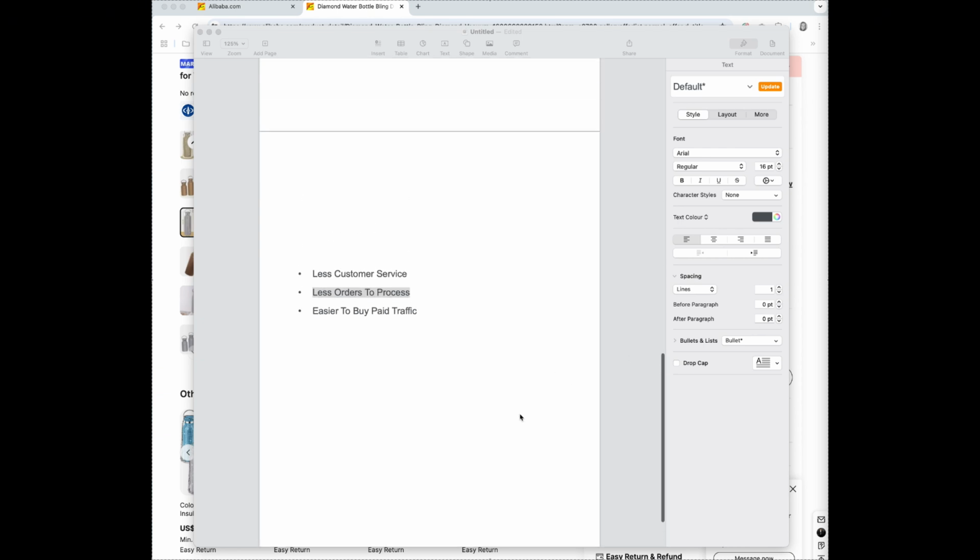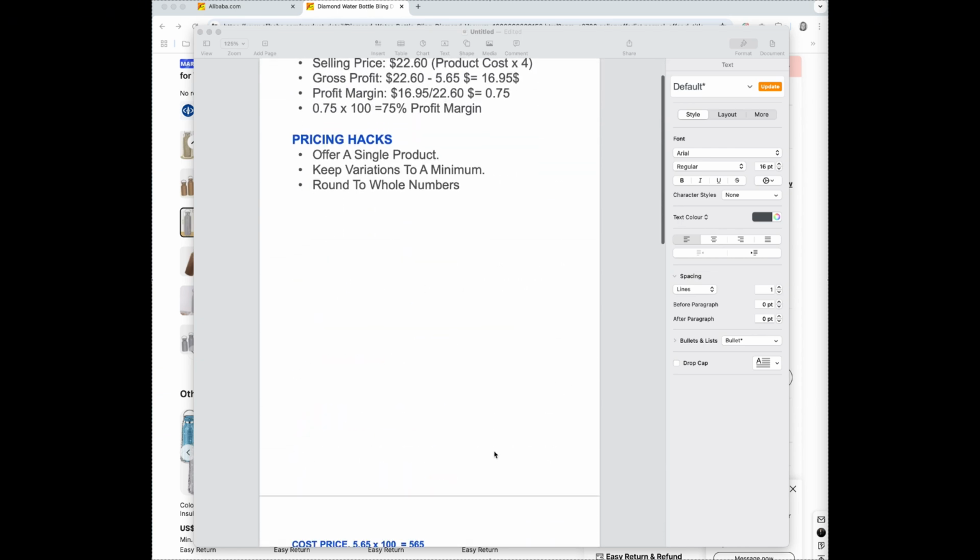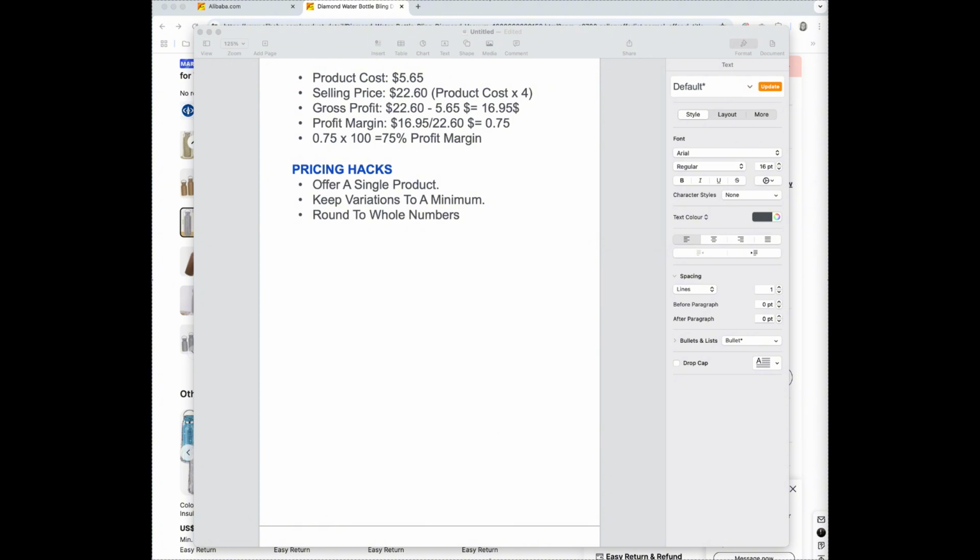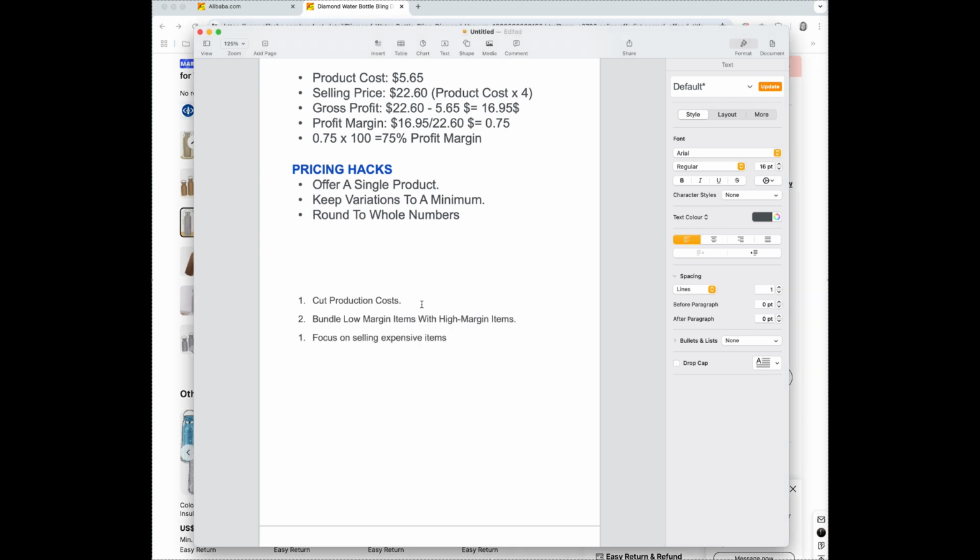Now, like I said before, we're going to talk about getting your competitive edge. So what is competitive edge, and how to activate it? First, you need to cut your production costs.